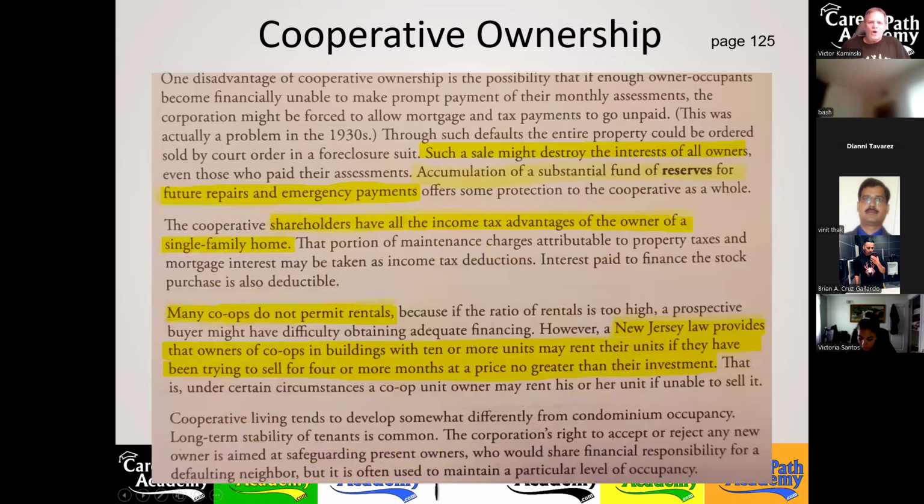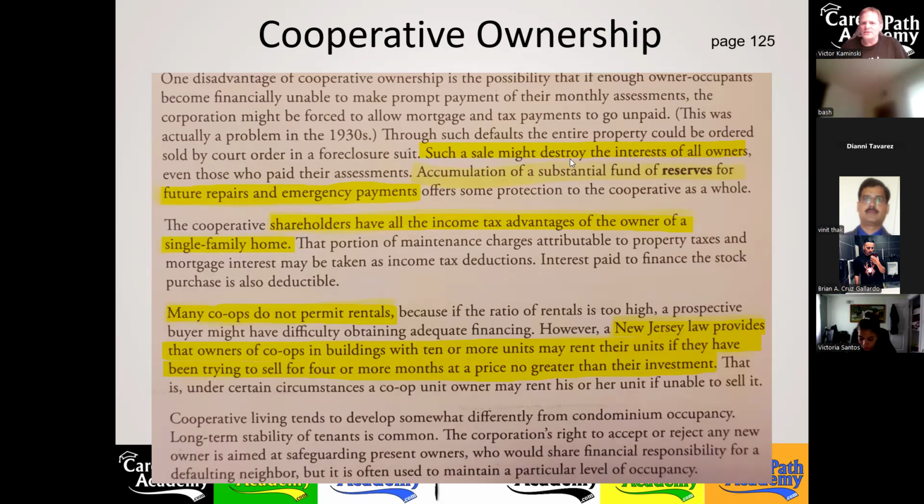One disadvantage of co-op ownership is the possibility that if enough owner-occupants become financially unable to make their prompt payments of their monthly assessment charges, the corporation may be forced to allow mortgage and tax payments to go unpaid. This was actually a problem in the 1930s, and through such defaults, the entire property could be ordered sold by a court in a foreclosure suit. So that was just after the Great Depression. The Great Depression was in the 20s, so the 30s, that may have been a carryover from that.